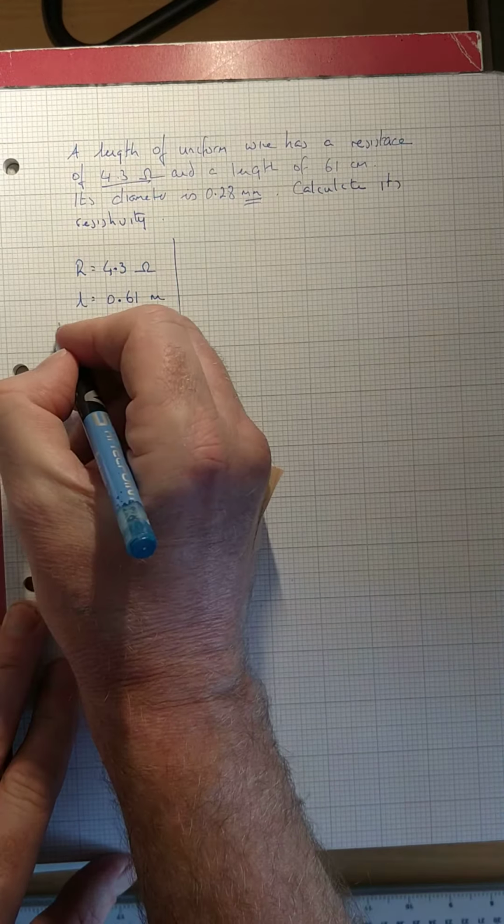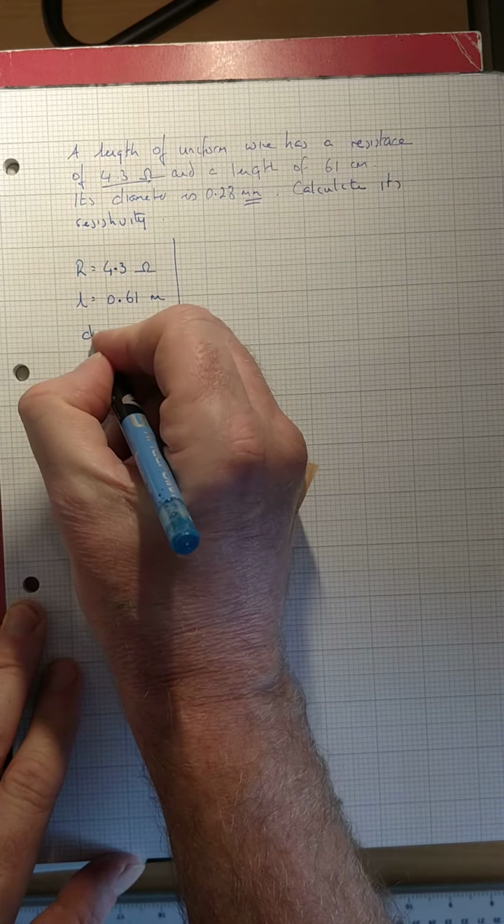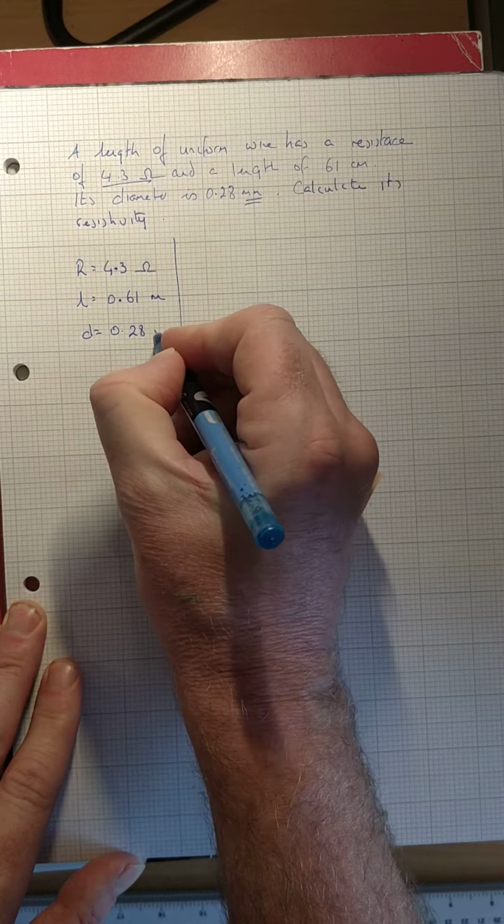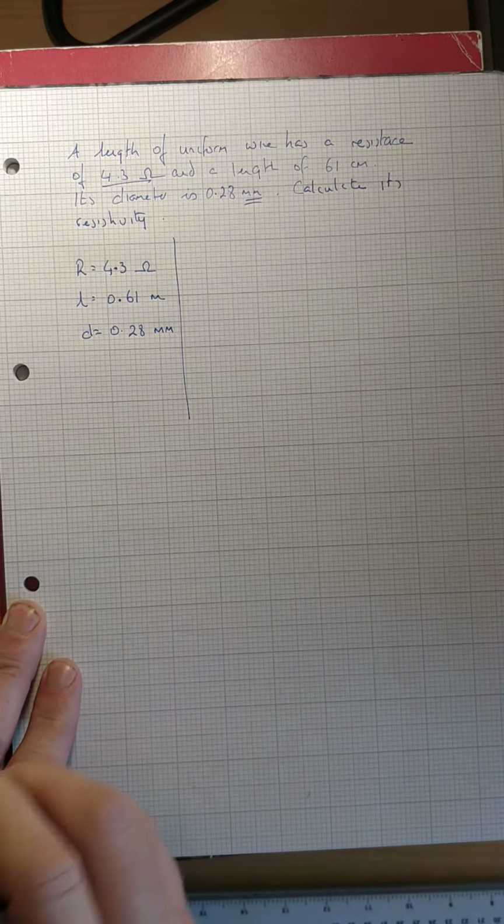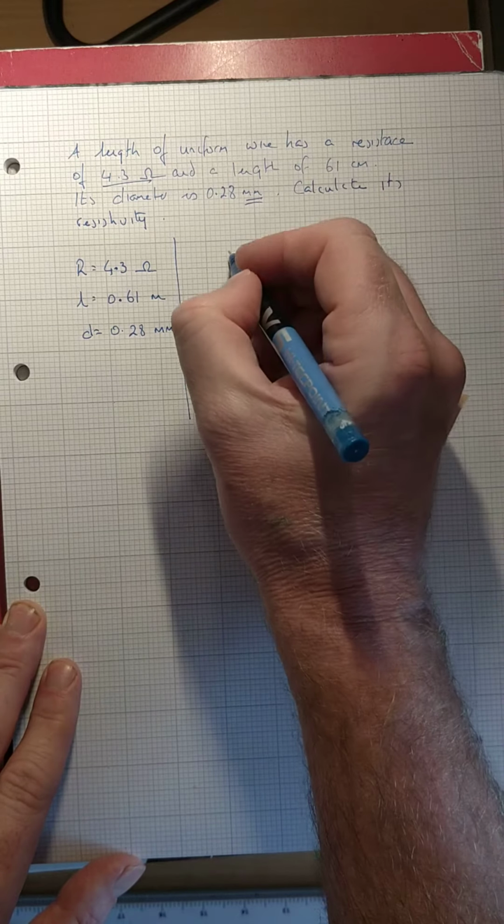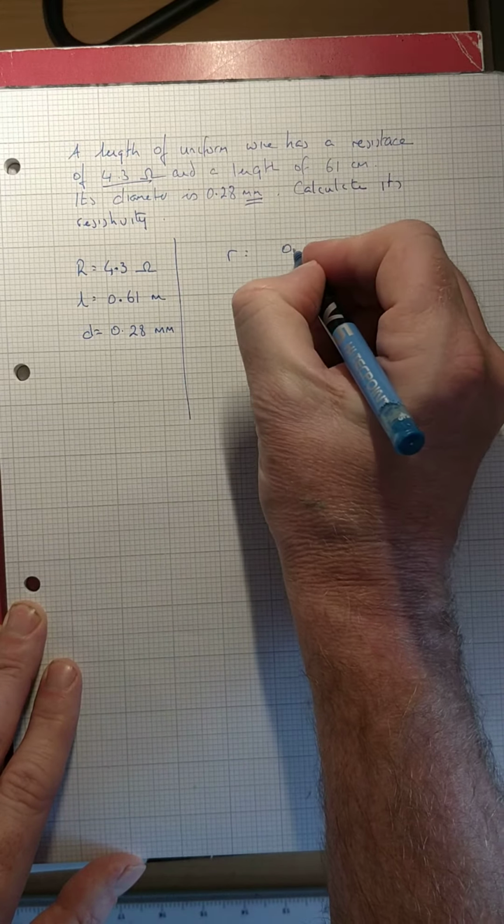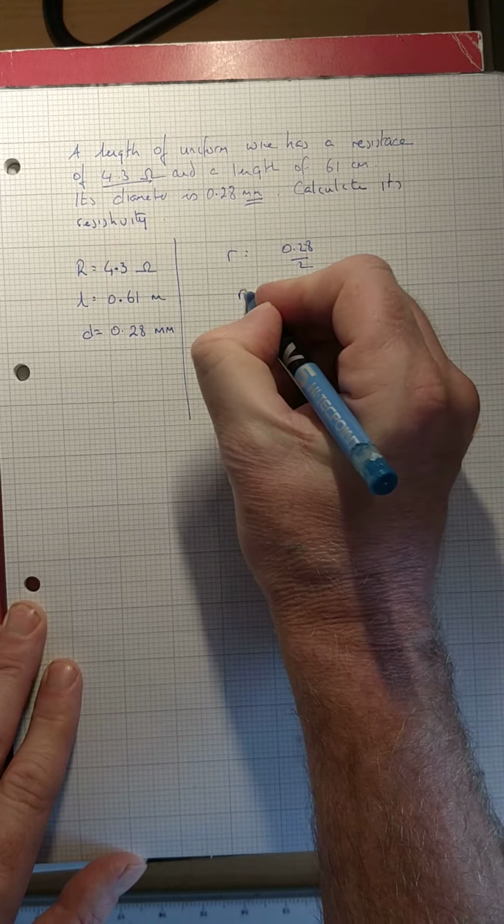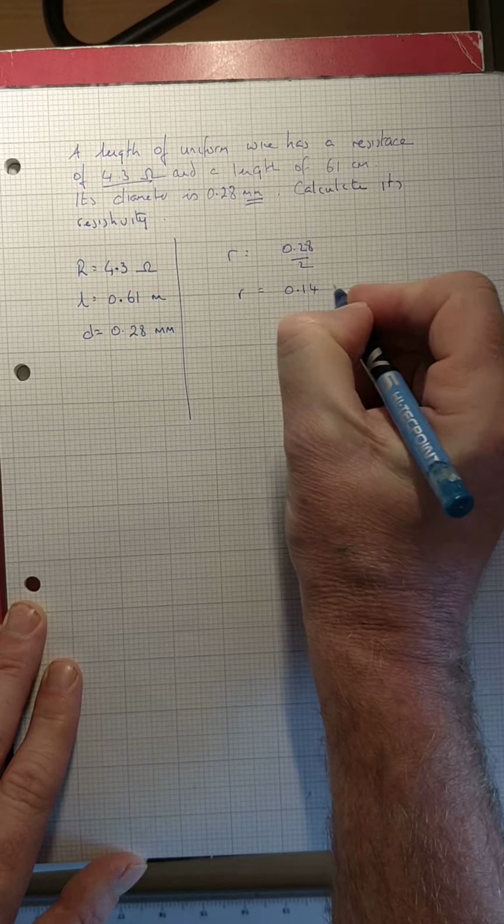This is where people get caught. So the diameter is 0.28 millimeters. So you have steps. Okay, so you need to go from diameter to radius. That's just dividing by 2. So radius is clearly 0.28 divided by 2, 0.14 of a millimeter.